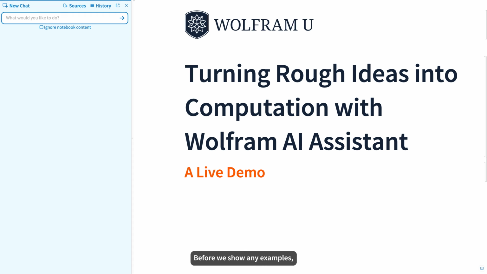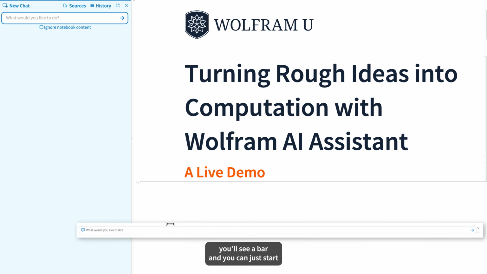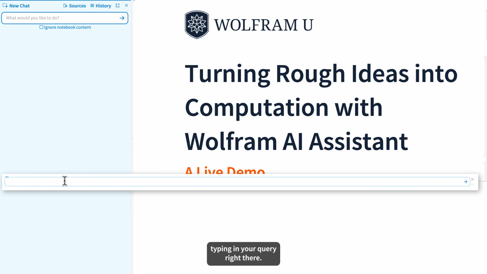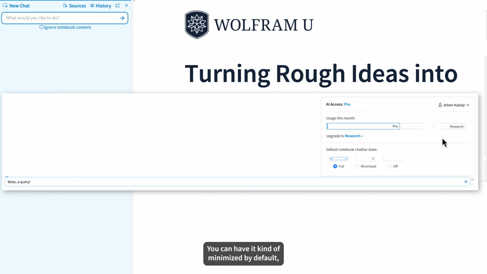Before we show any examples, the first thing I'd like to let you know is how to actually access the AI Assistant. In version 15, we have a new little icon at the bottom here. You may already see an expanded bar, but if you don't, you can just click this icon, you'll see a bar, and you can just start typing in your query right there. You can change the default settings of how this bar should appear in your notebooks. You can have it minimized by default, open, or just straight up hidden. Up to you.